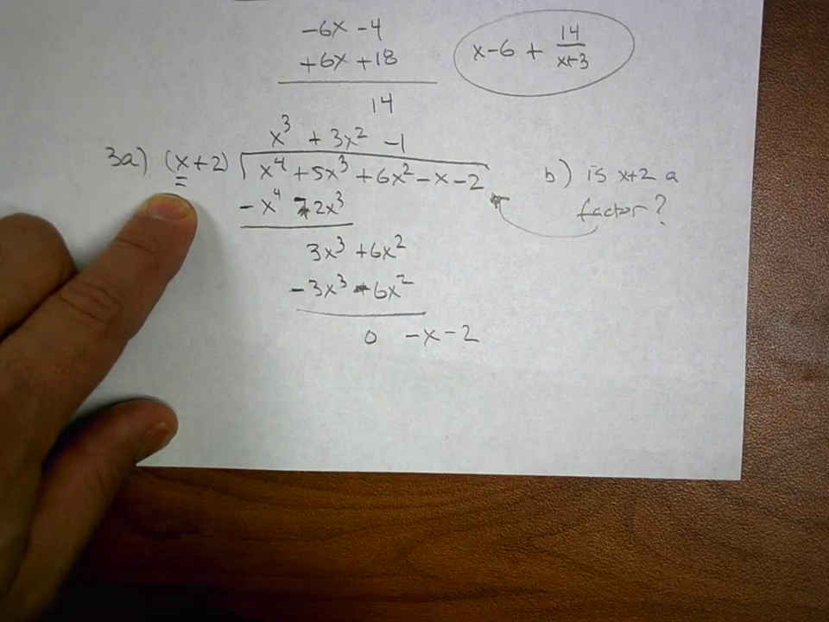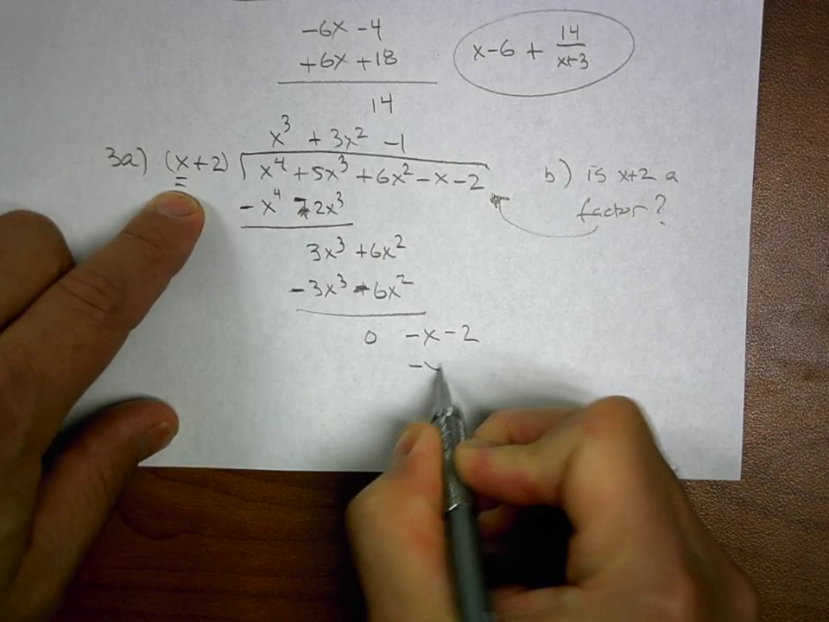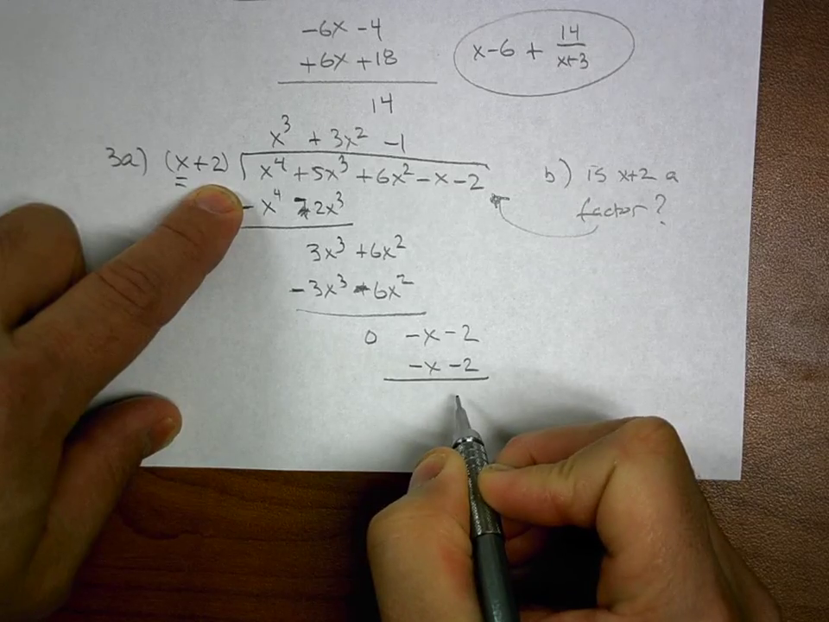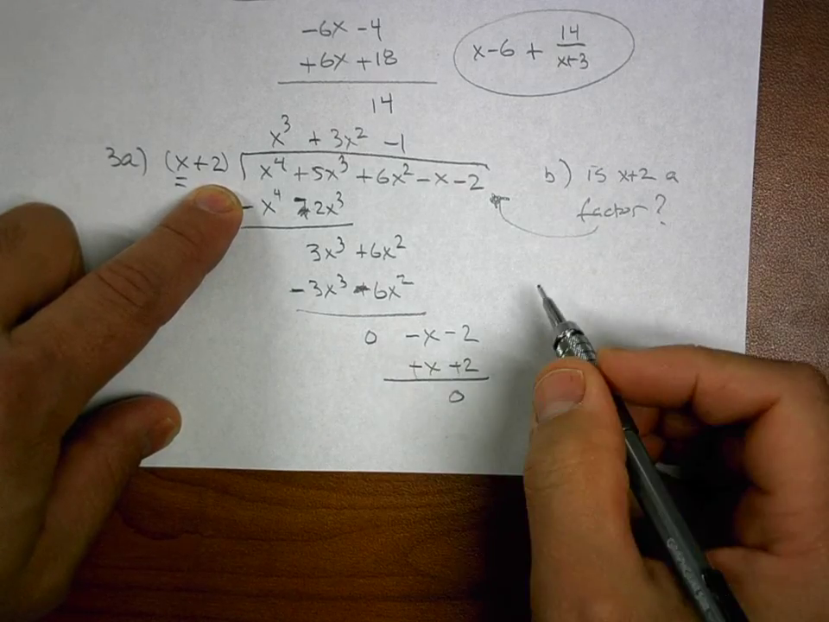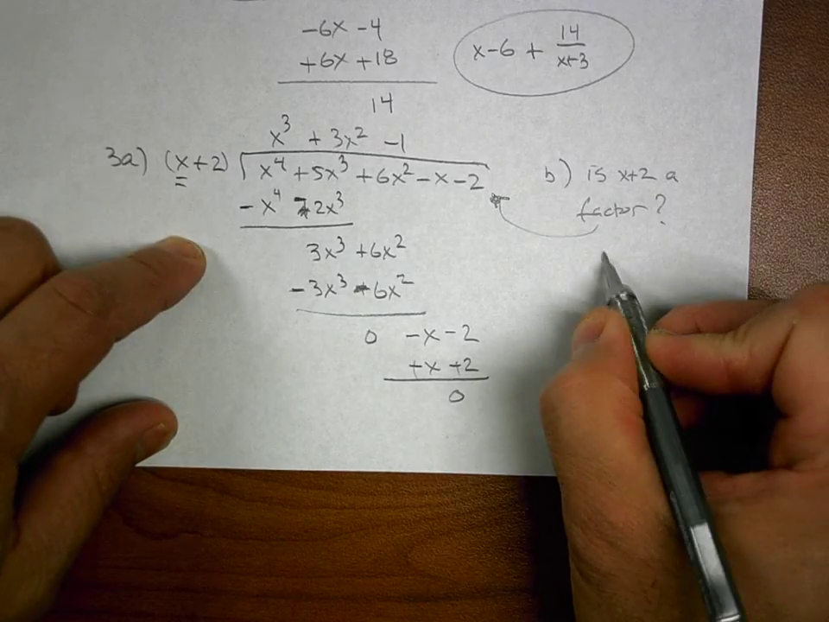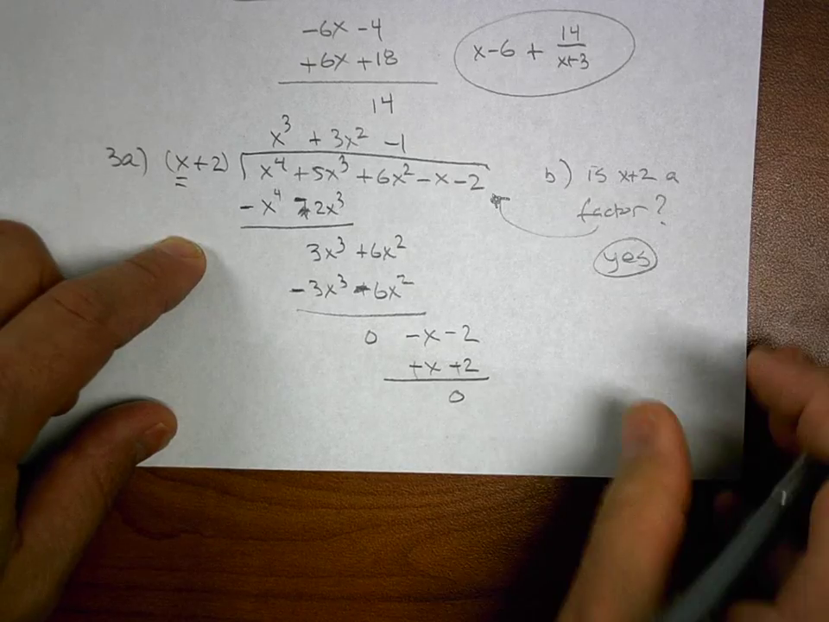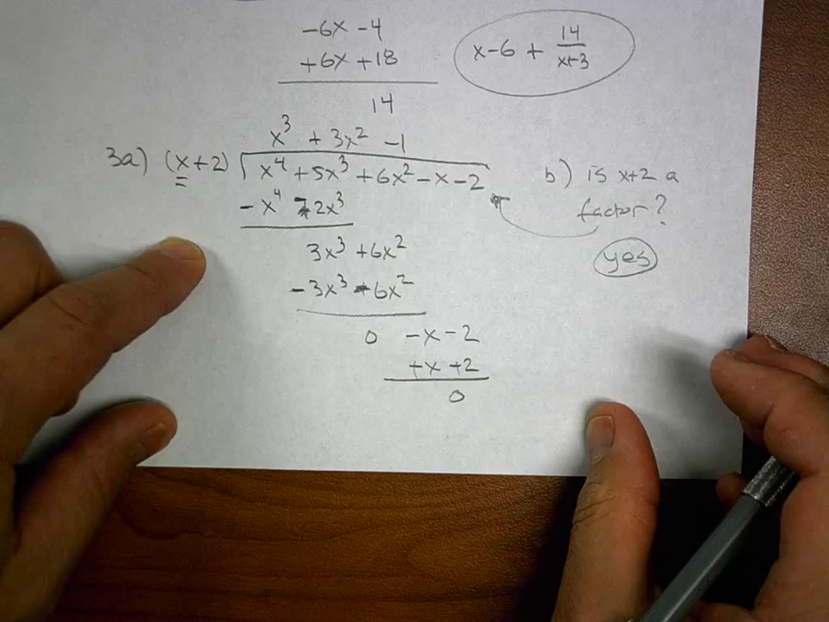Let's multiply. And what do we get? Negative x minus 2. Change the signs and add. What do we get? 0. There we go. So there's no remainder. Okay, good. So is that a factor? Yes, it is. There we go. So that's long division.